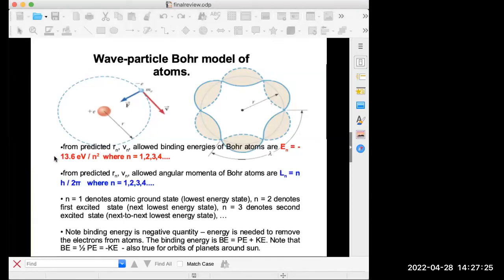So here's the allowed energies of the electron, the binding energy of the electron in a hydrogen atom. Here's the allowed angular momenta of the electrons in the hydrogen atom. And it's all a consequence of electrons having both particle and wave-like properties. So as a result of that, there's only certain orbits that are allowed for electrons in, say, a hydrogen atom. Let me show you those orbits on the next slide.